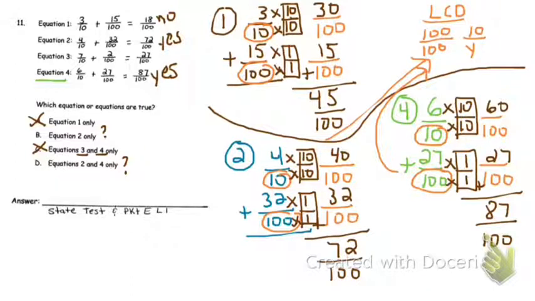So equation 2 is correct and equation 4 is correct. Let's look down at my multiple choices. B says equation 2 only, and D says equations 2 and 4 only. So D is going to be the correct answer. Equations 2 and 4. Final answer for this question is D.